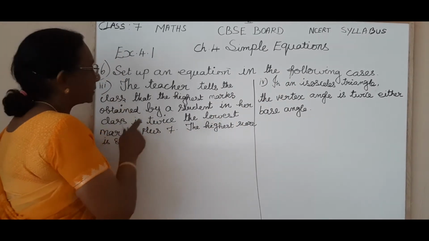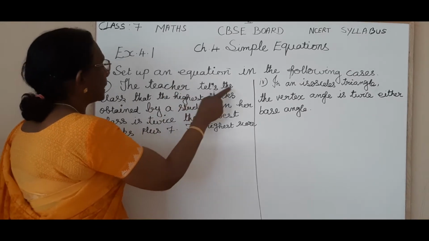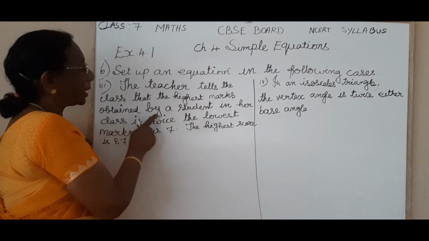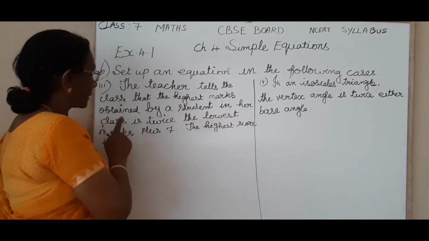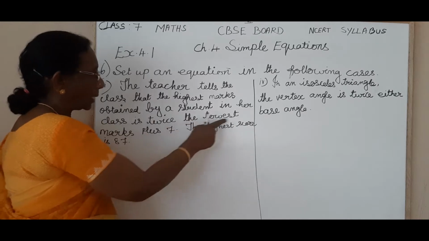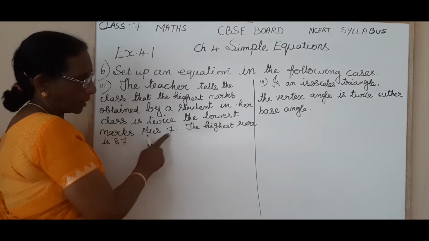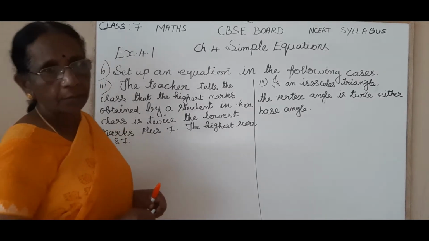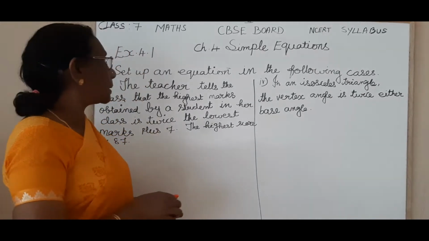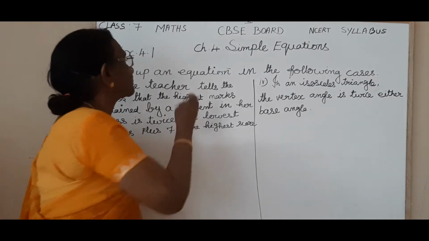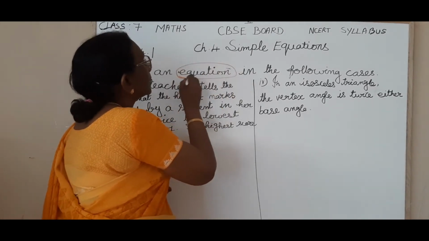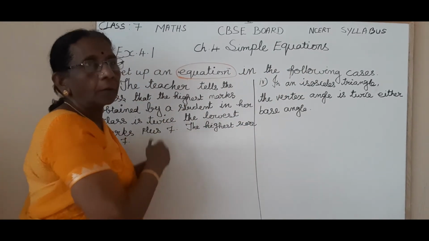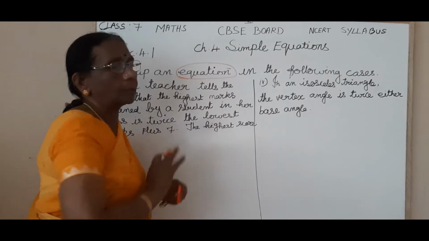The question is, the teacher tells the class that the highest marks obtained by a student in her class is twice the lowest marks plus 7. The highest score is 87. So here, what are you supposed to do? The question is to set up an equation in the following cases. Here one situation is given, and for that situation you have to write an equation.